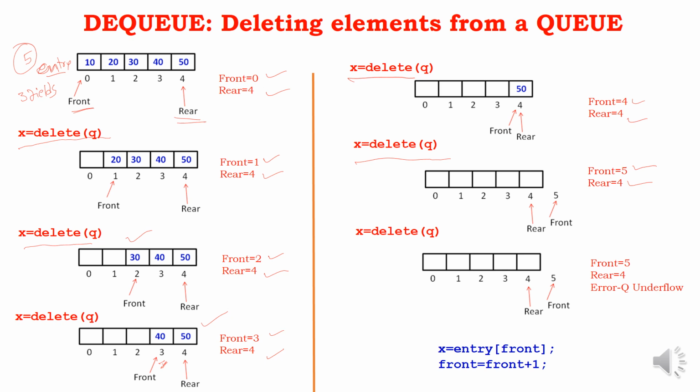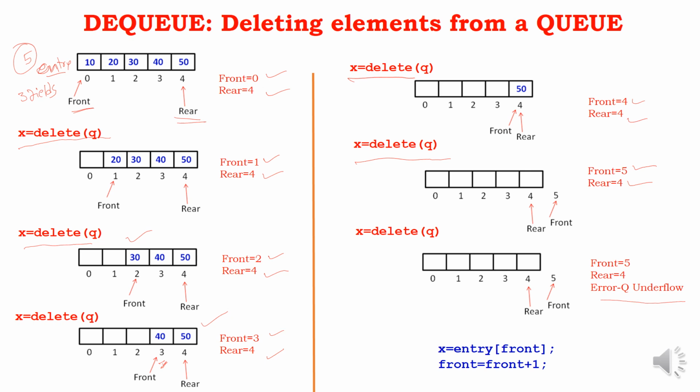Then you wanted to delete one more element. So when there are no elements, it is not possible to remove any element. So it remains as it is. Instead, it displays an error message: Error, queue underflow.